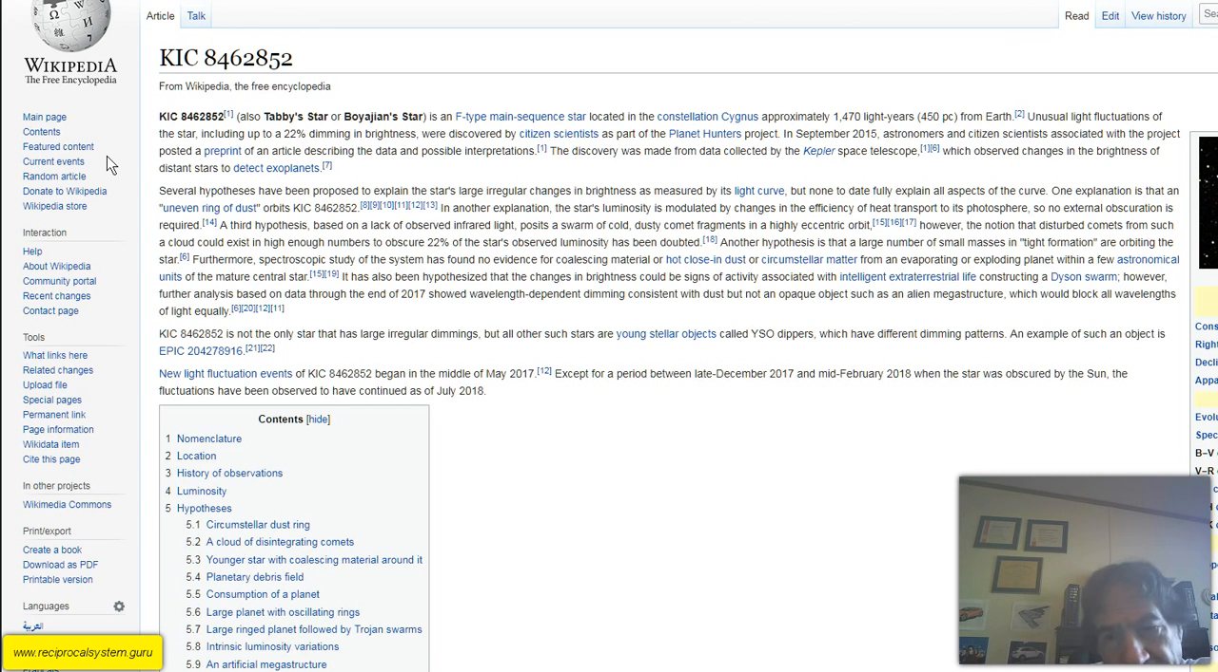Another hypothesis is that a large number of small masses in tight formation are orbiting the star. Furthermore, a spectroscopic study of the system has found no evidence for coalescing material or a hot close-in dust or circumstellar matter from an evaporating or exploding planet within a few astronomical units of the mature central star. It has also been hypothesized that the changes in brightness could be signs of activity associated with intelligent extraterrestrial life, constructing a Dyson swarm, but that's dubious. Come on. All right, so what's one possible explanation here?